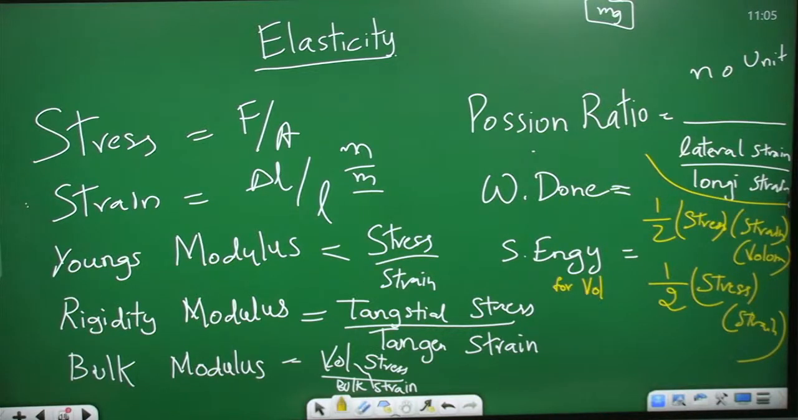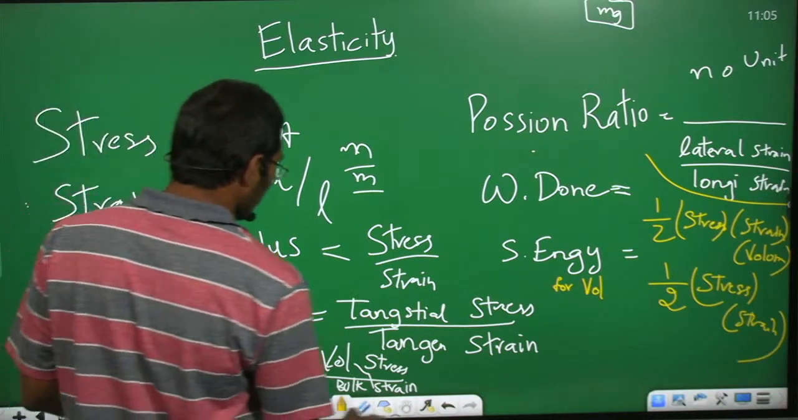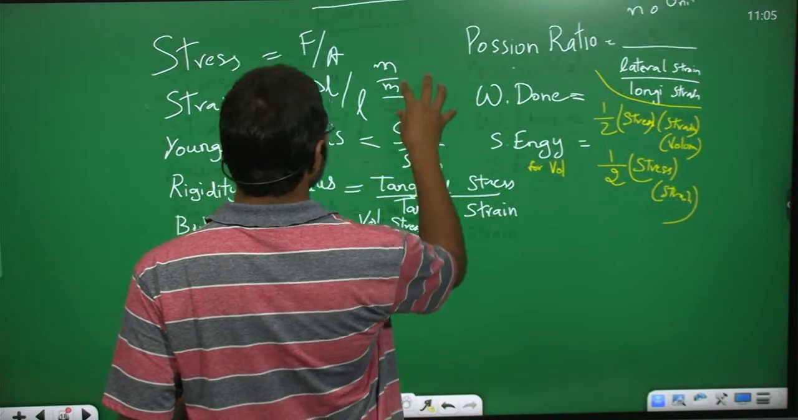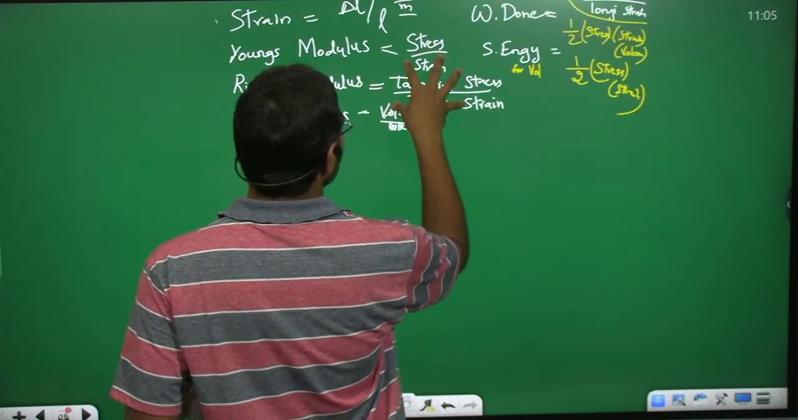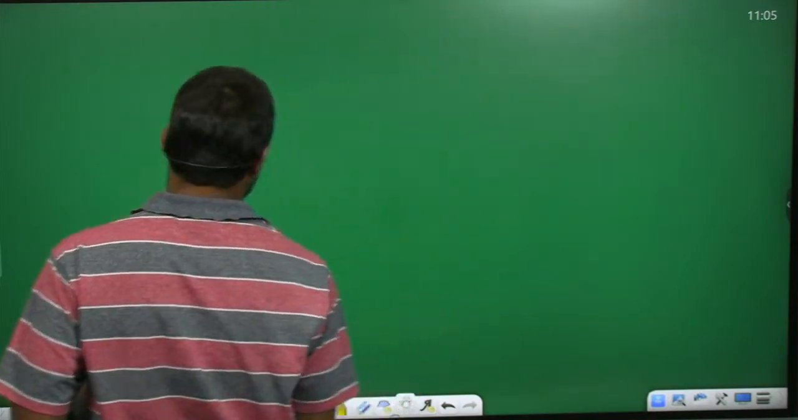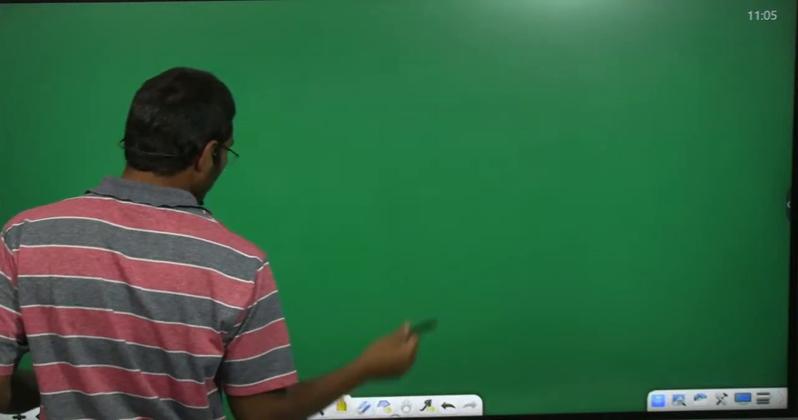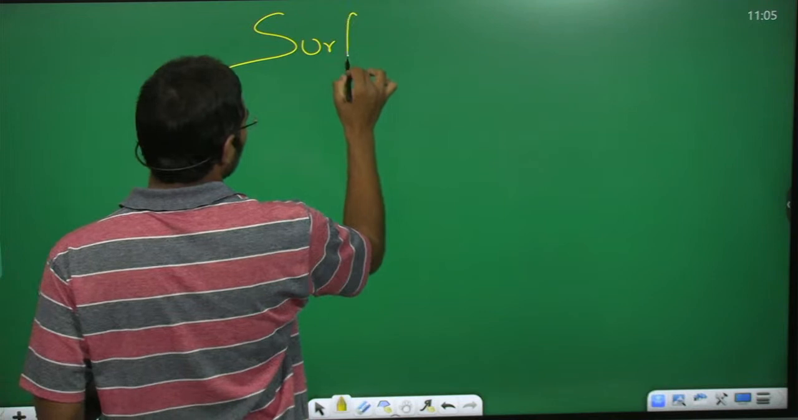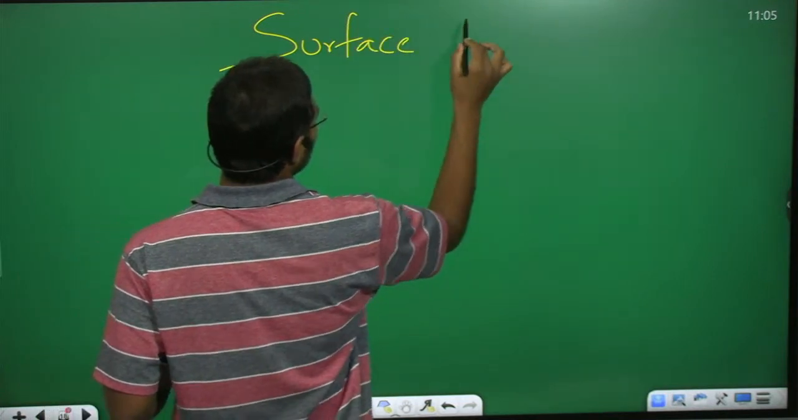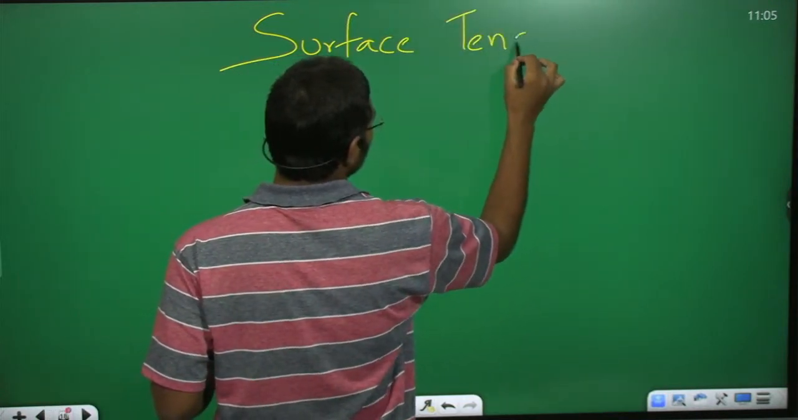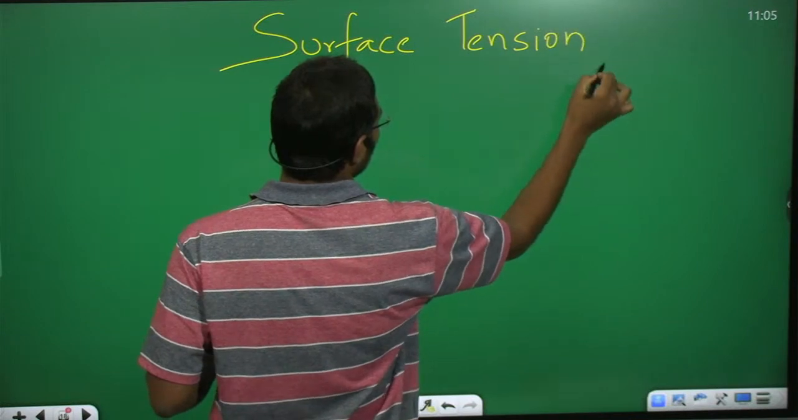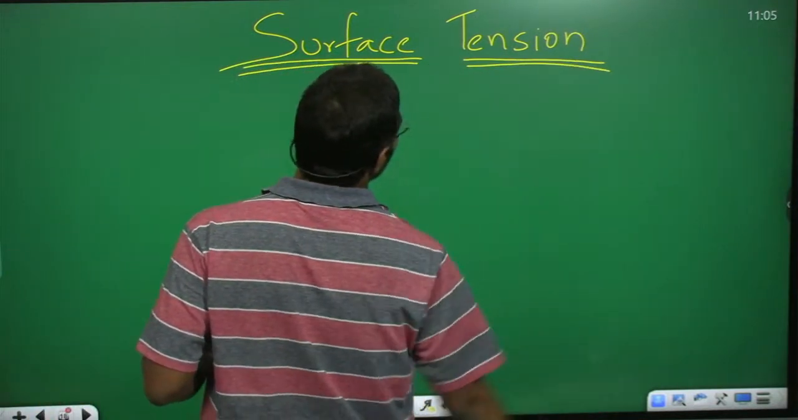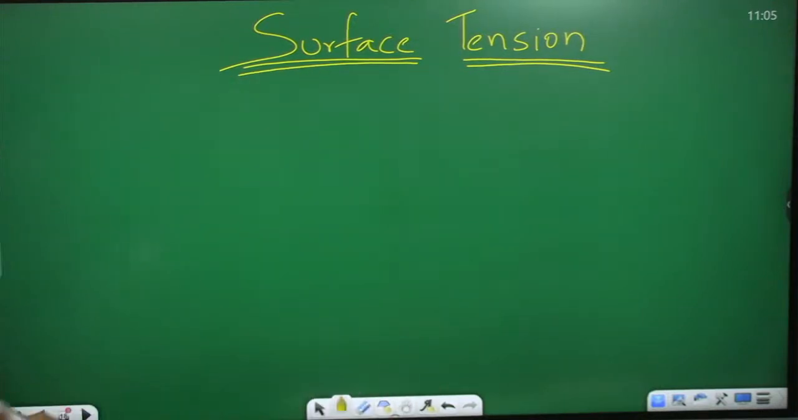Now let us move forward to another property of matter, that is surface tension. So how do you define surface tension? Surface tension. What are the units of surface tension?